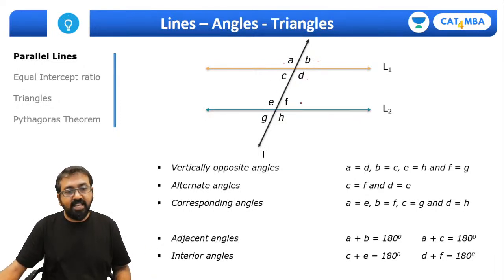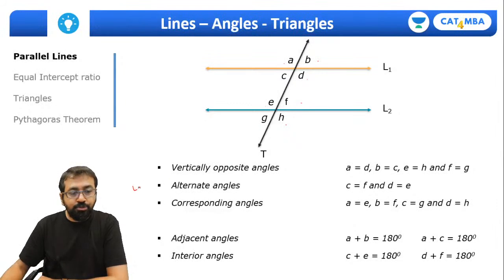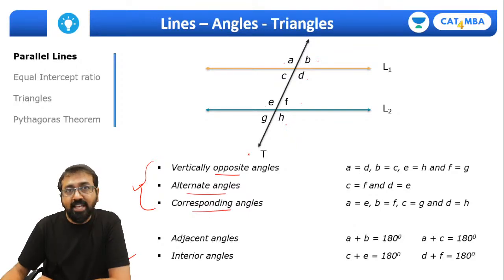Which are these 8 angles? I have indicated them by A, B, C, D, E, F, G, H, right? And you need to remember the relationship among the 8 angles. Remember, opposite angles, alternate angles and corresponding angles are equal. Similarly, for adjacent angles and interior angles, their summation is 180 degrees. So it's indicated over here.